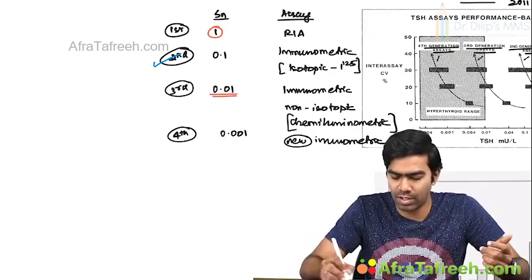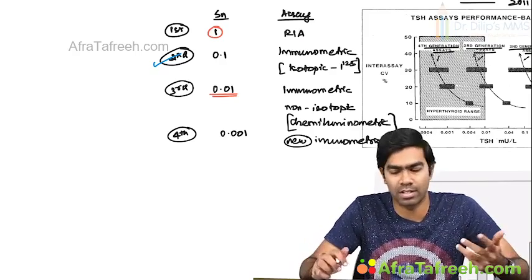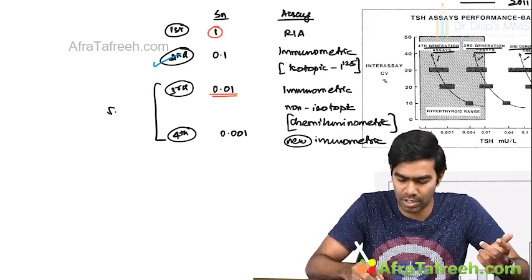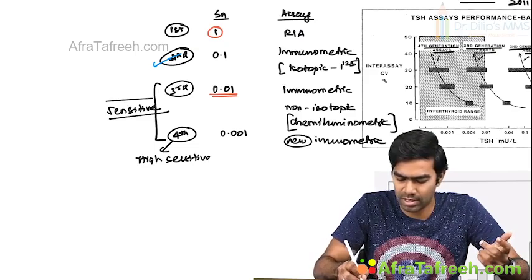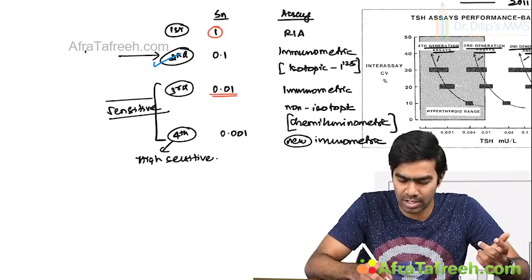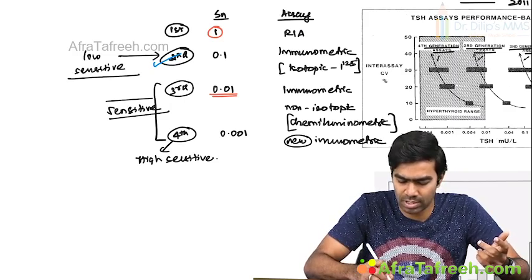But third generation, when will you need it? Second, third and fourth generation, we call them sensitive TSH assays. And this fourth generation is also referred to as the high sensitive, highly sensitive TSH assay. And the second generation is the low sensitive TSH assay. First generation is insensitive.